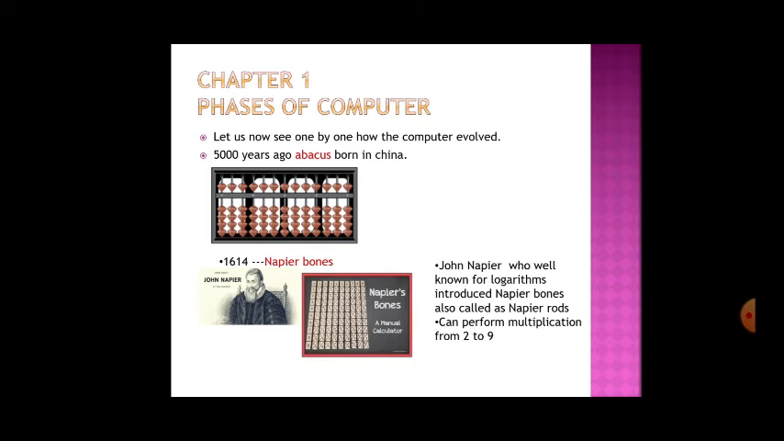So I have divided the first chapter into two parts. This is part 1, that is phases of computer and the generations of computer. In part B you are going to learn about the categories of computers and types of working computers with some exercises. Now let us see how our computer evolved.